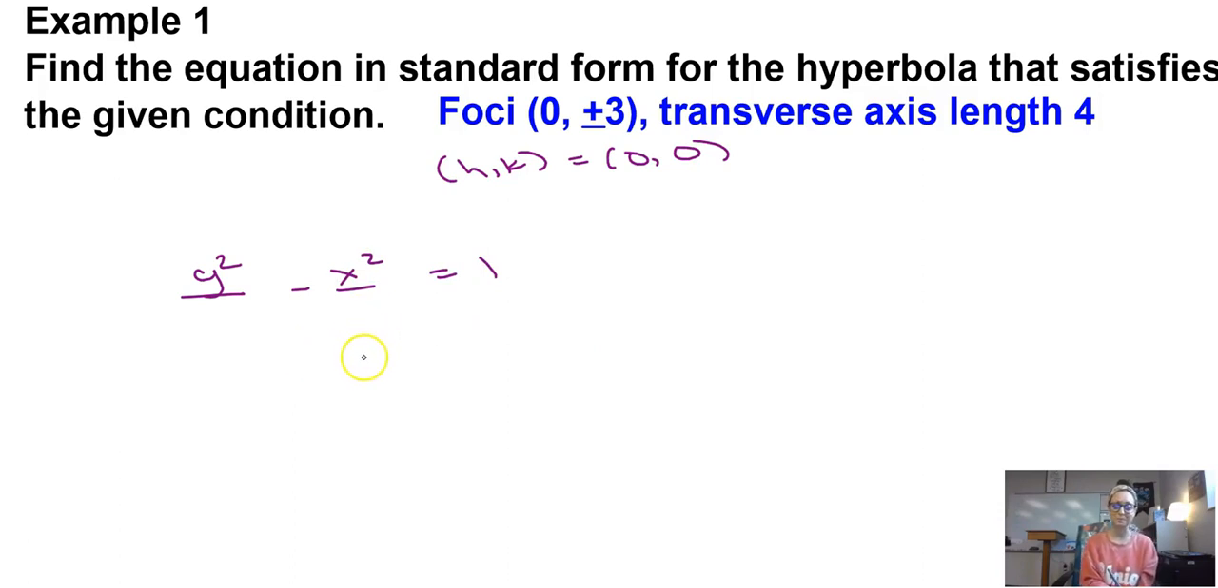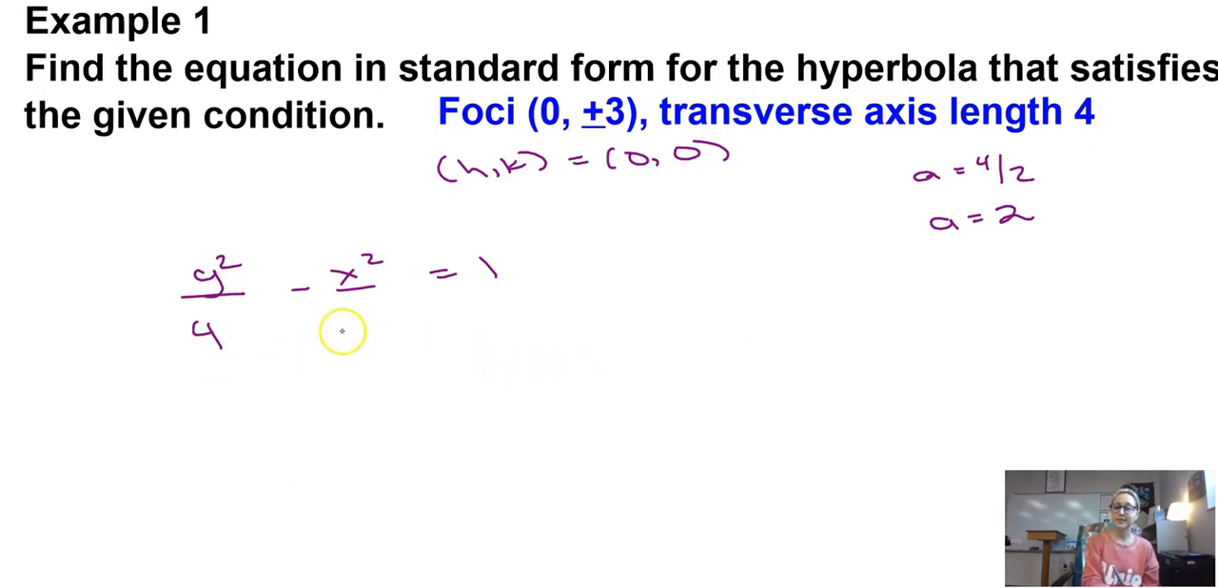And now we just need to find what? Now we need to find a and b. Well, if my transverse axis length is 4, then would you agree that a is half of 4? Because I would have to go 2 in both directions to get that length. All right, so a is 2. And is that going to go over my y squared or my x squared? a goes over your first term, and it's a squared, so I need a 4 here, right?